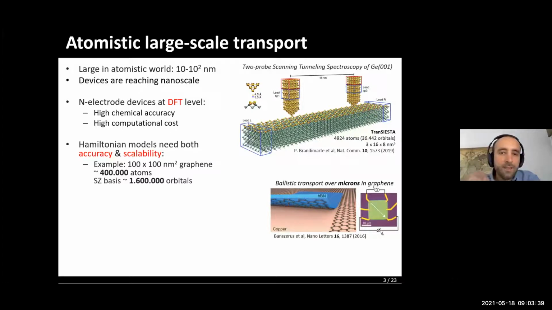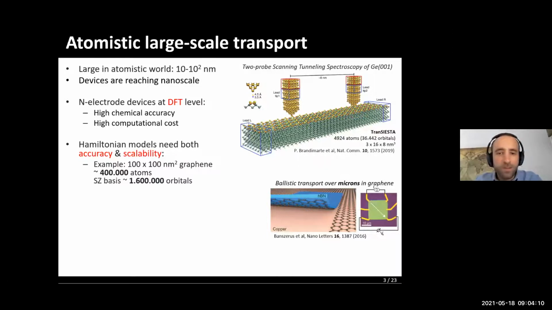And SIESTA, as most of you know, is a very nice way of performing non-equilibrium finite-bias transport simulations. And that's at the DFT level, density functional theory level. As you know, that's a quite accurate method. But as you also know, it's not the cheapest method from a computational point of view to simulate large-scale transport.